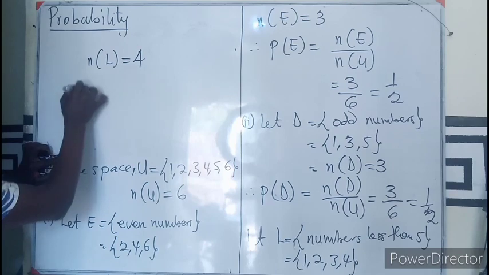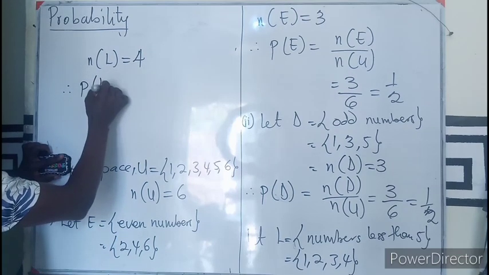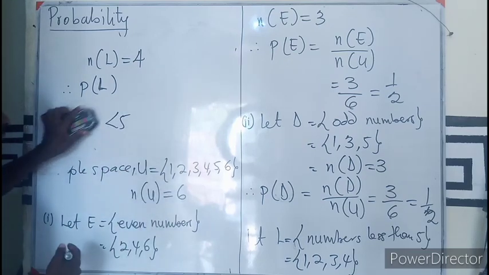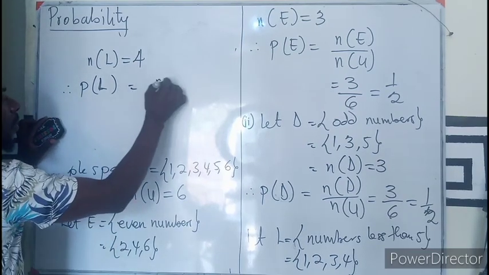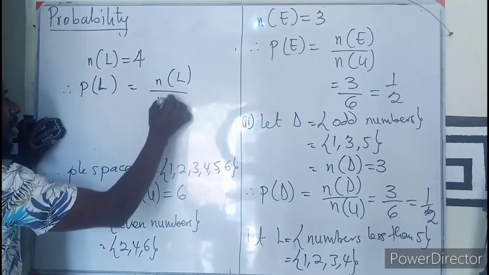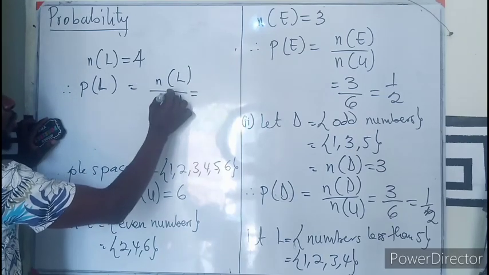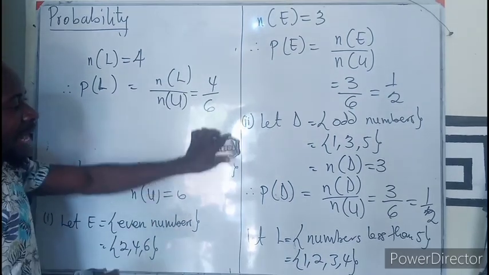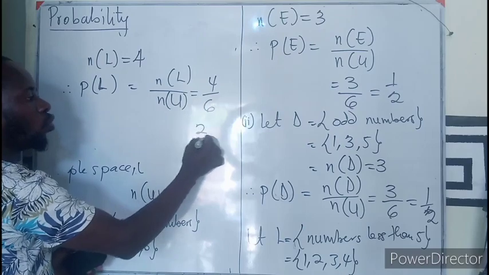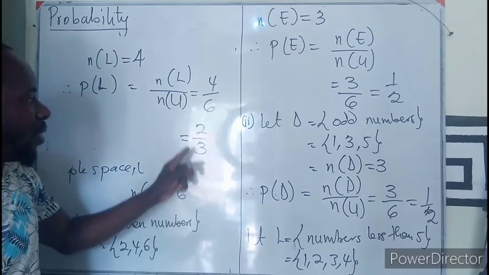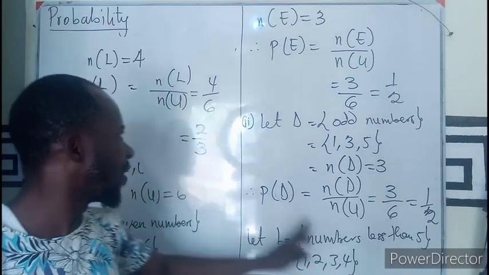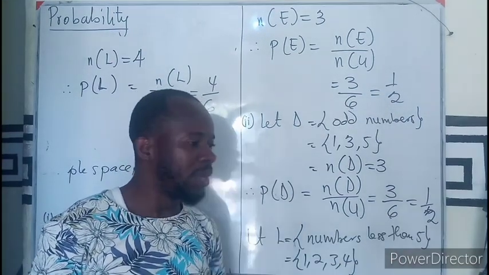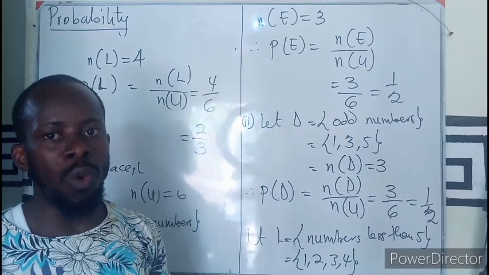So therefore, our probability of L, which we can also write as less than 5, is going to be the number of L over the number of U, which is 4 out of 6, and that can be further reduced to 2 out of 3. So the probability of obtaining a number less than 5 is 2 out of 3, obtaining an even number is 1 out of 2, and obtaining an odd number is also 1 out of 2.